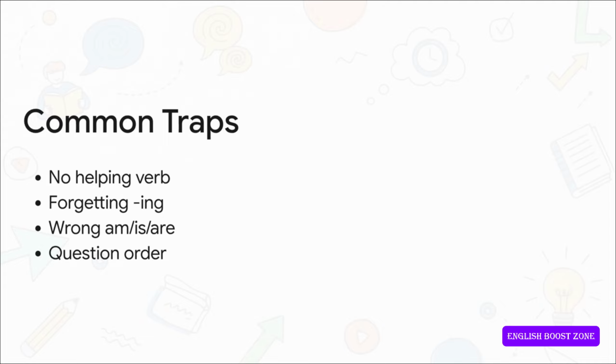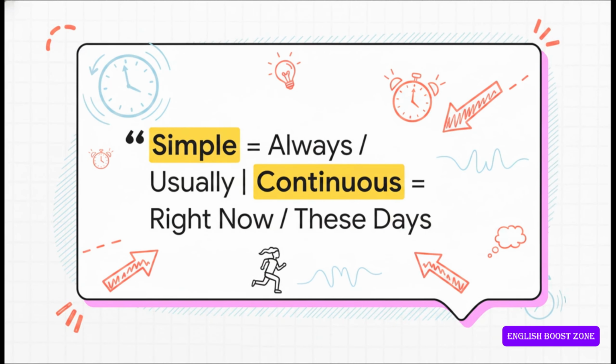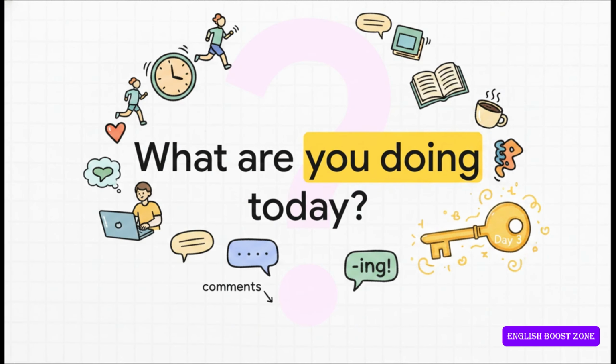I know for a fact you guys aren't going to be making these mistakes anymore. If you only remember one single thing from this entire explainer, let it be this golden rule. Present simple equals always or usually. Present continuous equals right now or these days. That single little quote perfectly summarizes the entire logic behind these two tenses. And just like that, day 2 is in the books. You've totally conquered the present continuous tense.